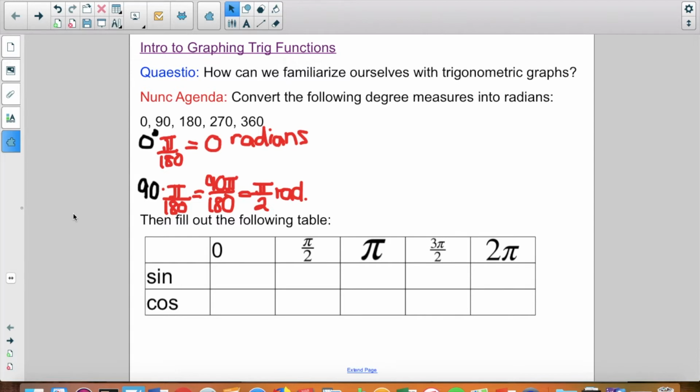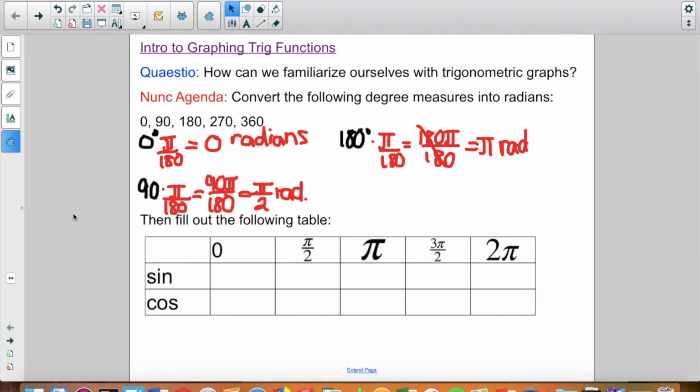Next we have 180. To convert, multiply by pi over 180. We get 180 pi over 180. The 180s cross out and we're just left with pi radians.